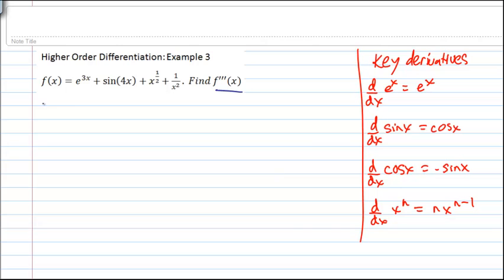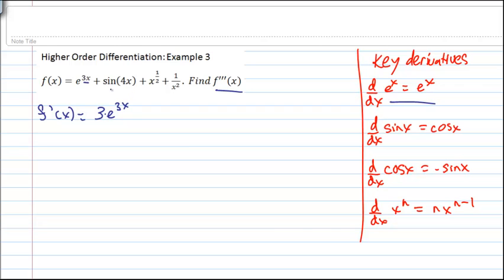Let's find the first derivative, f prime of x. So our first term is e to the 3x. We know that the derivative of e to the x is itself, so I'm going to write e to the 3x. But we have to use the chain rule, and I need to take the derivative of this exponent. The derivative of 3x is just 3, so I have to multiply this function by 3. There's the derivative of the first term.